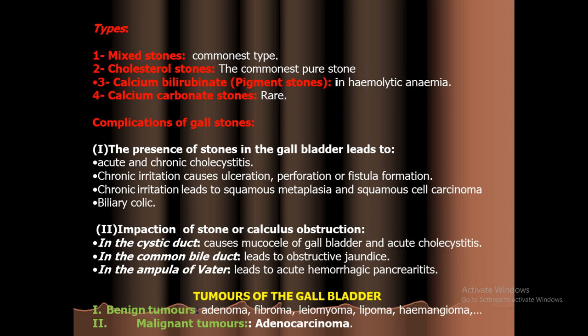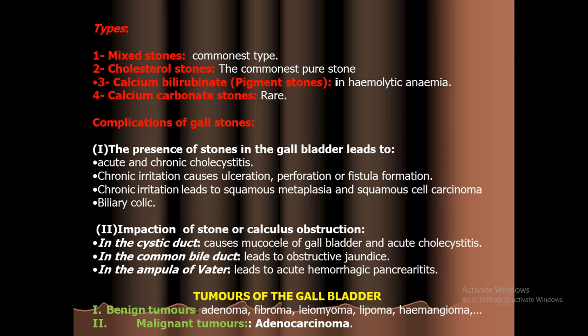Sometimes it's formed only of pigment, bilirubin in hemolytic anemia. Sometimes it's formed only of carbonate, and this is rare. And the most common type is a mixture of all of these. So, complications of gallstones are either complications in the gallbladder itself or complications due to a stone which is impacted in the biliary tract. In the gallbladder itself, of course, the patient will have acute and chronic cholecystitis, and irritation may cause perforation and may proceed to carcinoma.